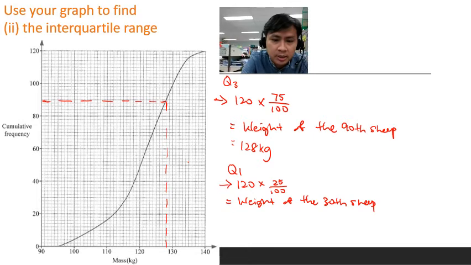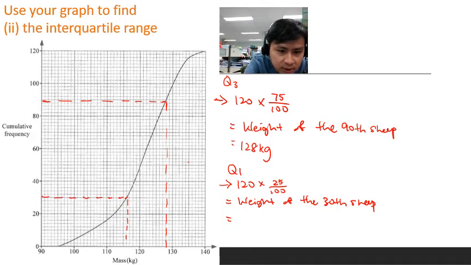And look at the 30 mark. The 30 mark is over here. You just draw dotted lines. Use a ruler, draw dotted lines from the y-axis until you hit the graph. And once you hit the graph, you draw dotted lines down until you hit the x-axis. So the weight of the 30th ship is actually 116 kg.